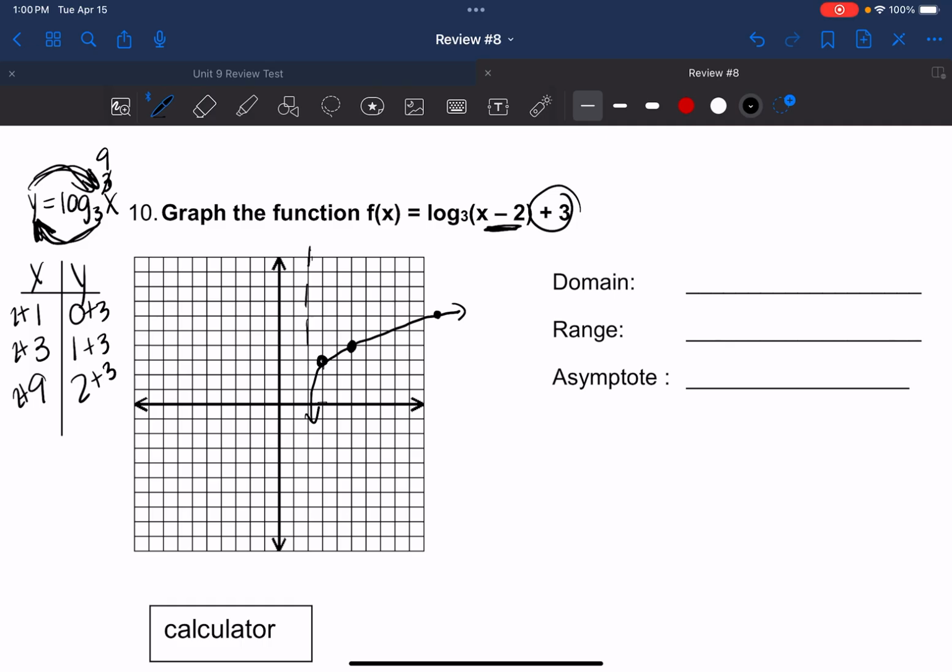So you can tell we're not going to cross this line. My domain is from that asymptote to the right, so x is greater than 2. My range is going to be all real numbers because I'm going up and down. And then that asymptote is going to be at 2 because we said we can't go past 2.